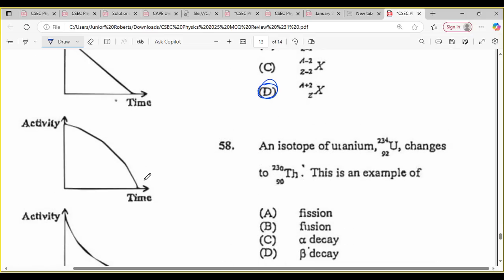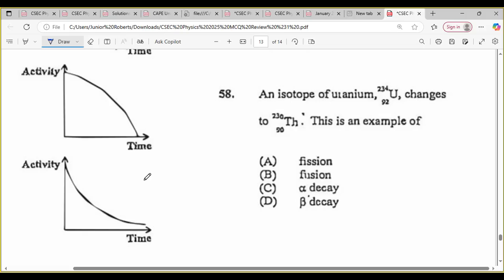So we're getting there. 58 now says an isotope of uranium-234 changes to thorium-230. This is an example of... since our mass number reduces by 4 and atomic number reduces by 2, this is an example of an alpha decay. So 58 is C.